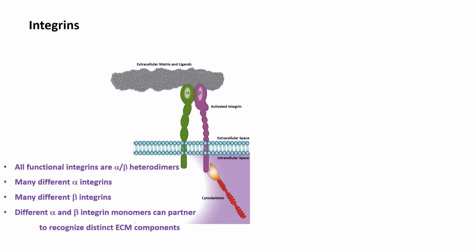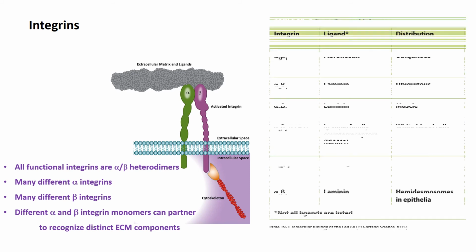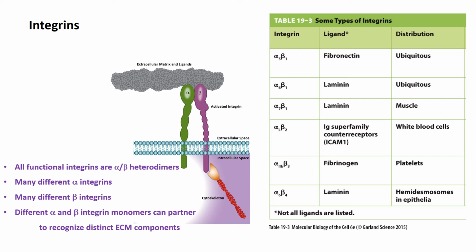All functional integrins are alpha-beta heterodimers. There are many different alphas and many different betas that can associate with one another in a different way to recognize different extracellular matrix components. This table shows just a few alpha-beta heterodimeric integrins and the cognate ligands that they will associate with on the extracellular side.